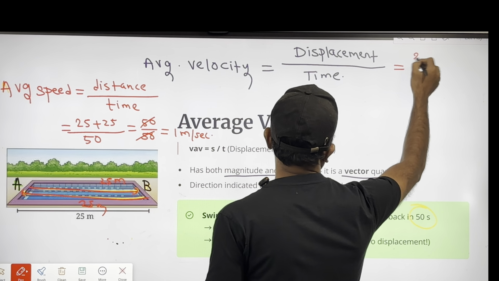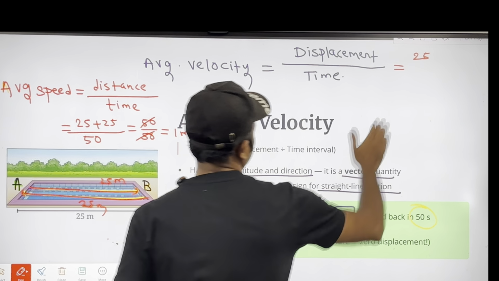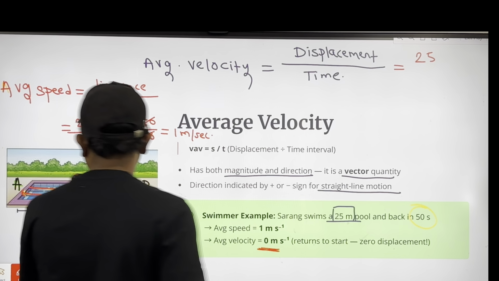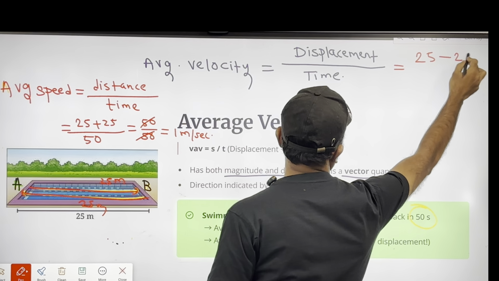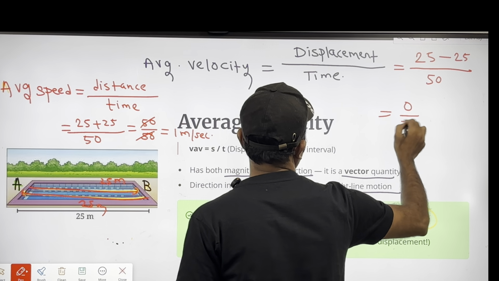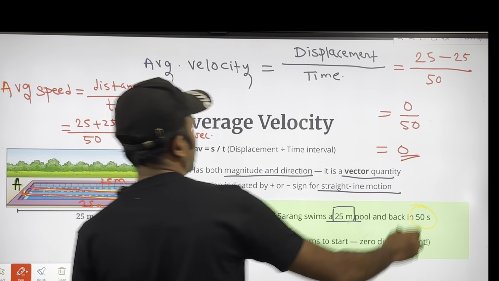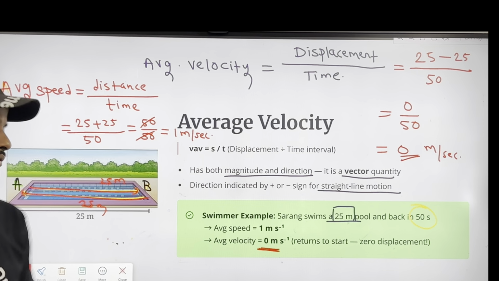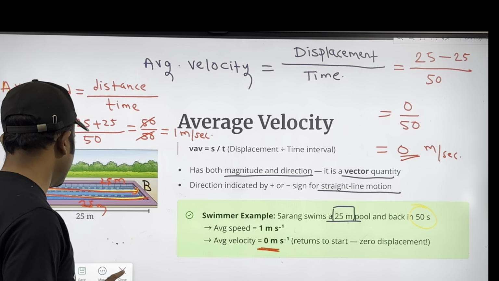He is moving from A to B, 25 meters in the right side direction. B to A, he comes back, meaning he is moving in the left side direction, so you have to consider a negative sign: 25 minus 25 by total time, that is 0 by 50. So the average velocity is 0 meter per second, because the object is coming back to position A.